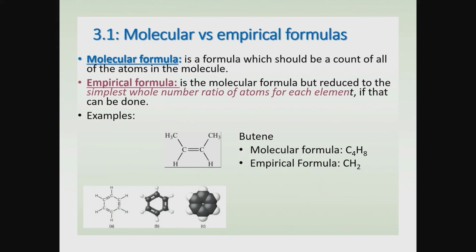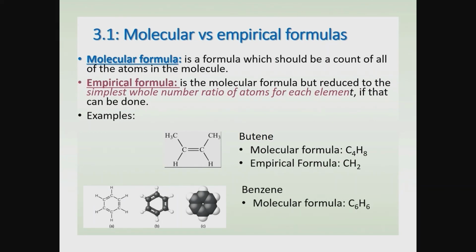Let me give you another example. Here we have some models of another molecule. The molecule is called benzene, and if you look carefully at those structures, you will see that there are 6 carbon atoms and 6 hydrogen atoms. The molecular formula again indicates the total number of atoms for each element in that structure, so it should be C6H6.